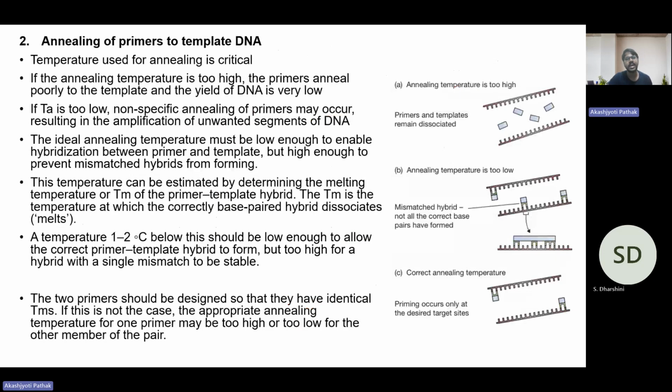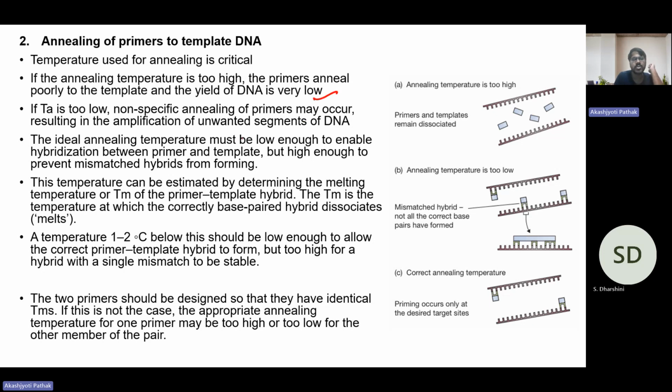Okay. Now next is annealing of primers. So the primers, what are the different things you have to keep in mind? The temperature that is to be used for annealing. The denaturation temperature is higher and the annealing temperature has to be lower. Now, if the annealing temperature is too high, then the primers will not anneal to the template and the yield of DNA will be very low, right?